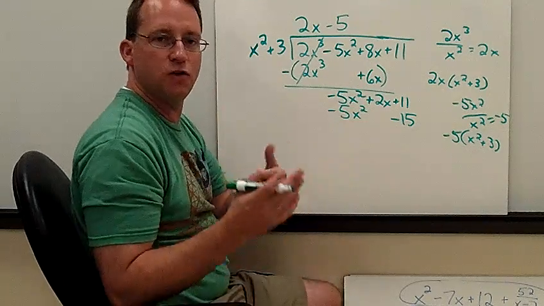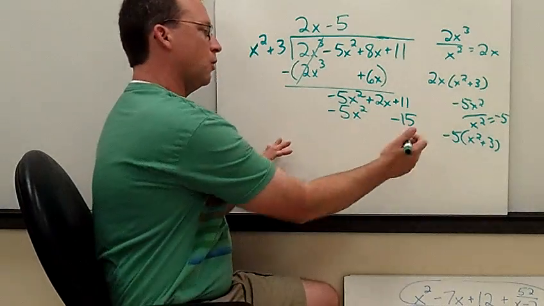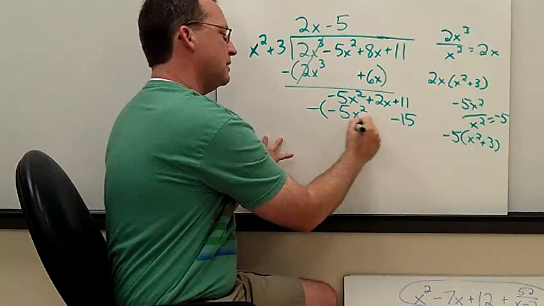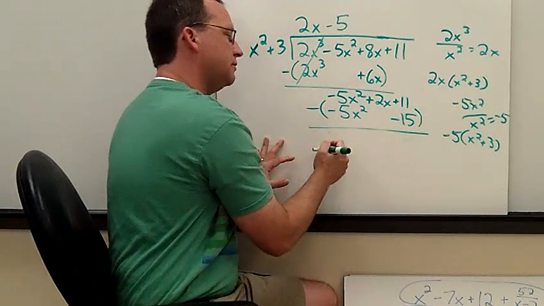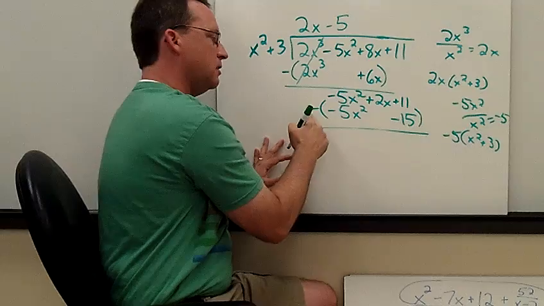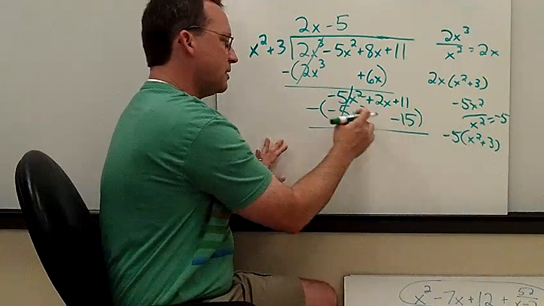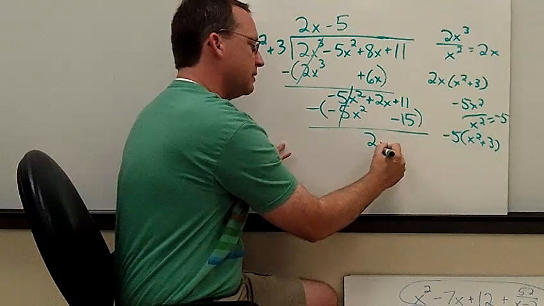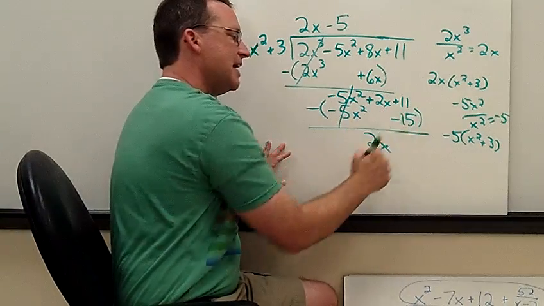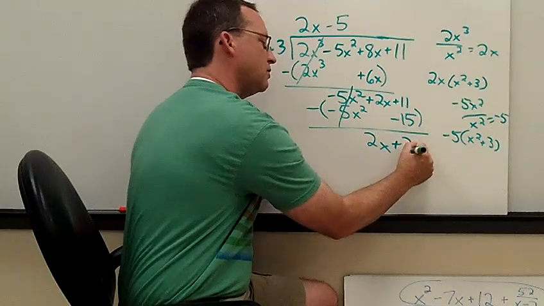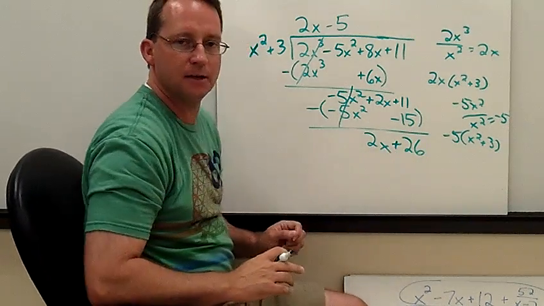Okay? Notice again the 2x doesn't have anything to combine with. We're going to subtract. So again, lots of negative signs to keep track of. Negative 5x squared minus negative 5x squared cancels out again, that's good. 2x minus nothing is still 2x. And then 11 minus a negative 15. Watch your signs there, that's a 26.